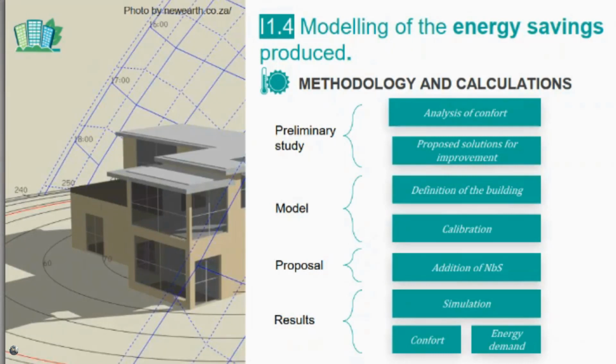The model is then fitted based on the information about the building and its environment, and a calibration is performed to increase the reliability of the forecast. The proposed techniques are modeled and incorporated into the initial model to form the model of an already refurbished building, and finally the simulation is carried out. It is estimated from the results the efficiency of the solutions used in terms of comfort and energy demand.